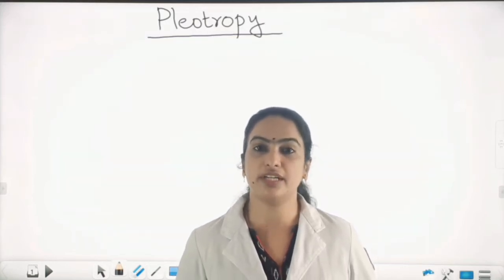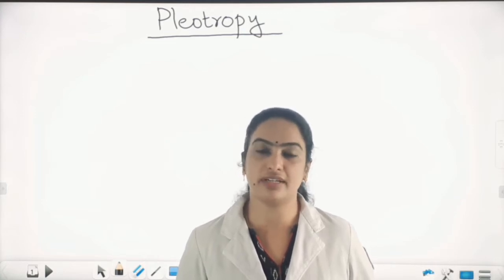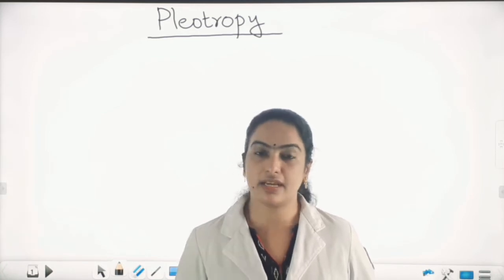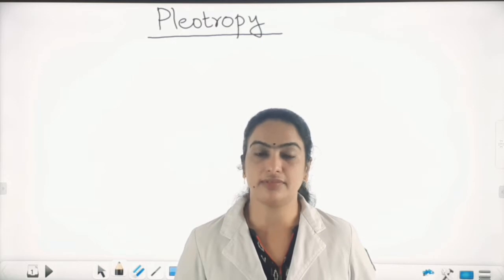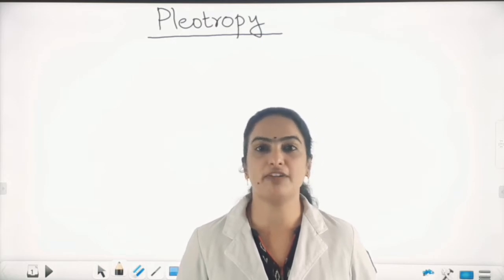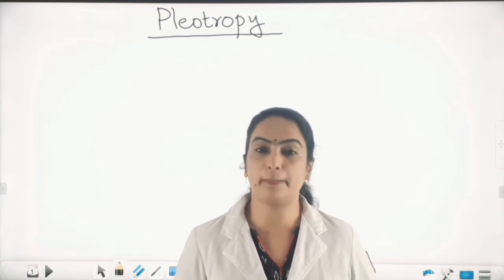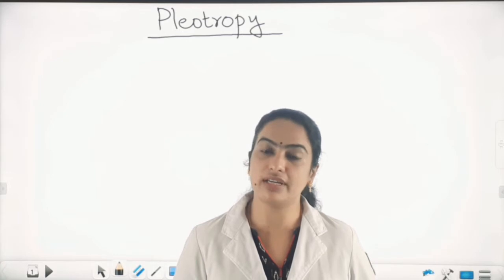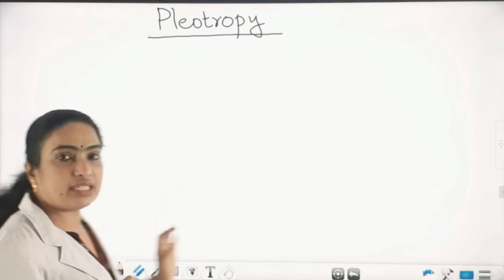Now I am going to teach you Pleiotropy, an important phenomenon in genetics. Pleiotropy means the phenomenon in which a gene can control more than one phenotypic character. Normally a gene or a pair of alleles can determine or control only a single character, but in Pleiotropy, one gene means a pair of alleles.